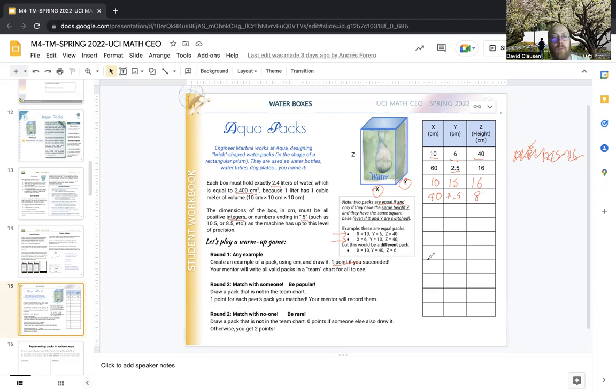Then round 2 is you want to match with someone. You want to draw a pack that is not on the original chart that they first did, and you want to match. You get 1 point for each person that you match, and the mentor will record. And then the last thing is, can they match with no one, with a pack that was not on the table?